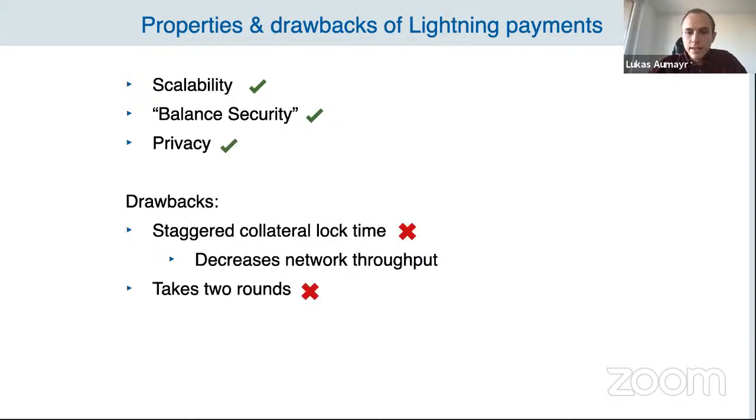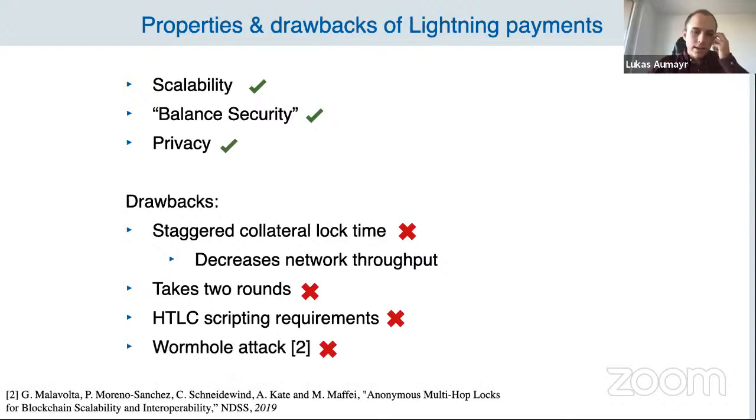Another thing is that, as I mentioned, the scheme takes 2 rounds of communication. Additionally, we require HTLC scripting to be supported in the underlying blockchain. And finally, these types of payments are susceptible to the wormhole attack, which is an attack in which honest intermediaries are cheated out of their fees.